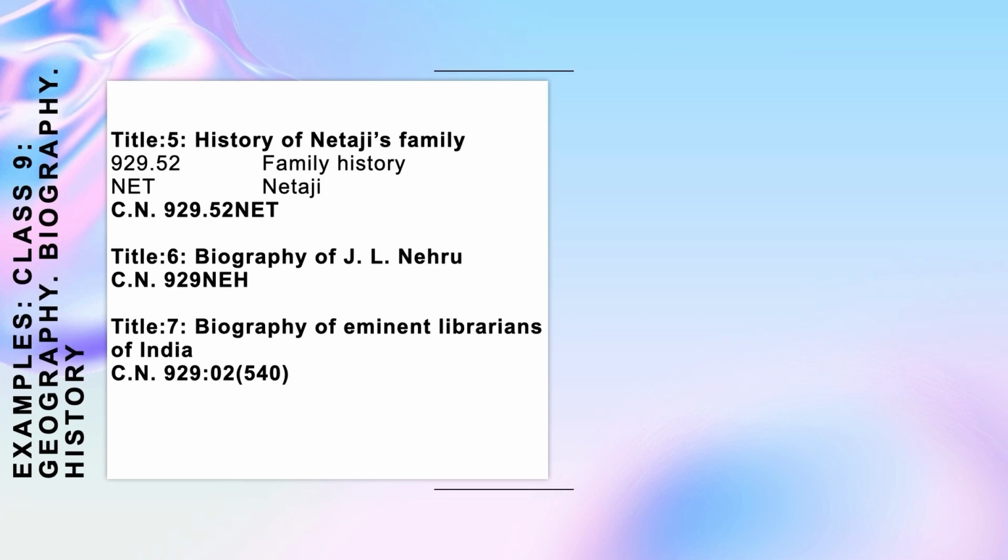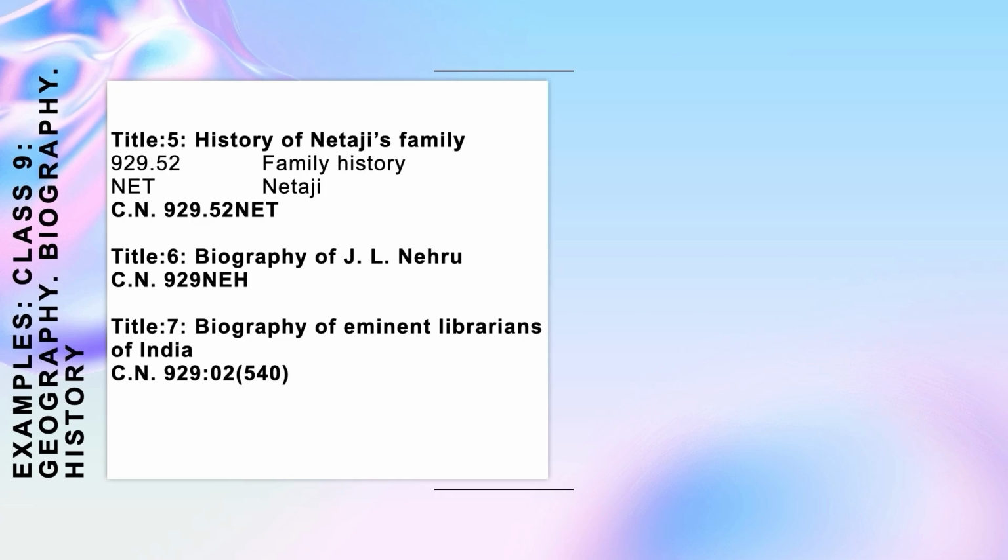And title 6, Biography of J.L. Nehru. So the class number will be 9 to 9 is for biography, and the alphabetical device, that is NEH for Nehru. In this way, you can construct the class number of biography of Gandhi. So 9 to 9 GAN will be the class number.